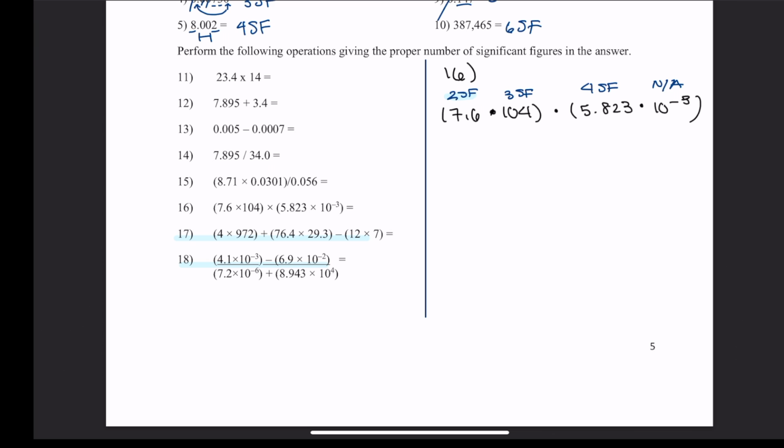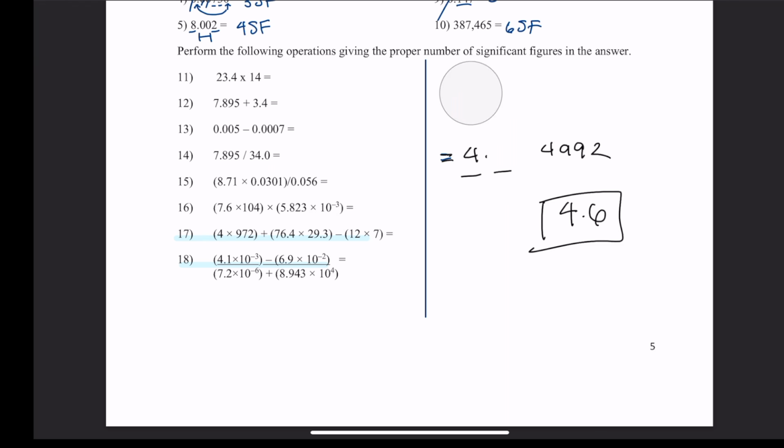So if I multiply it all out without rounding up, I should get 4.60249992. 2 sig fig, 1, 2, cut it off right there, and we round down because the next number is 0, so it'll be 4.6.